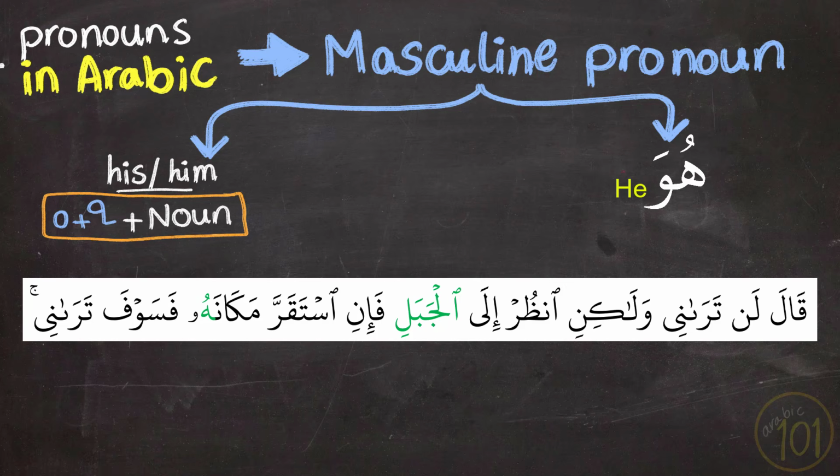Here we see the word makan, which means place. But we see that there is a ha attached to the end of it. This ha refers to the closest masculine noun that was mentioned before it. And in this case, it is the word al-jabal, the mountain. So, this would mean the place of the mountain.